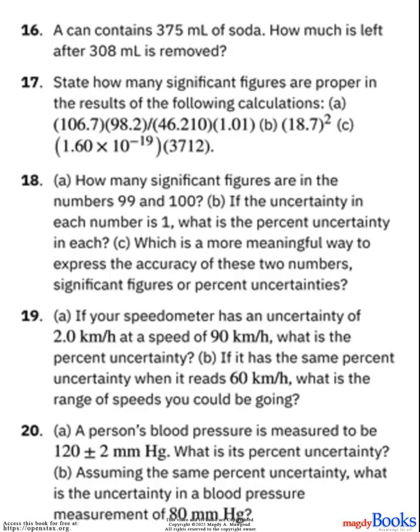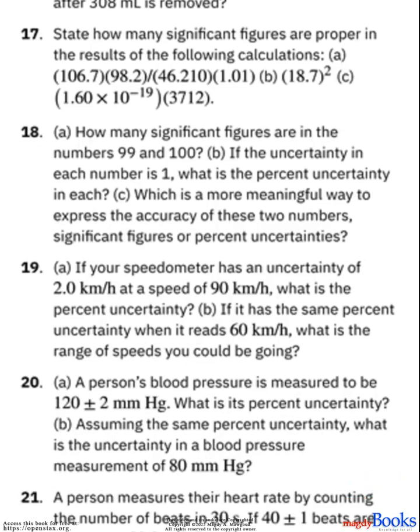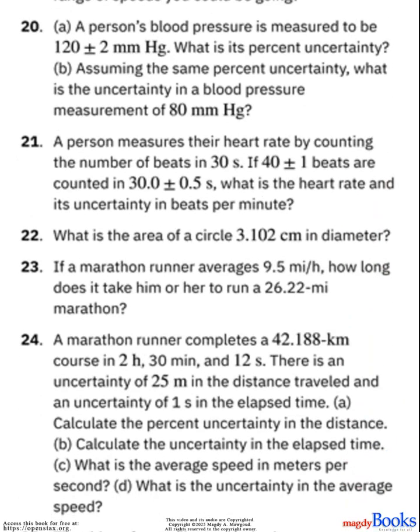19. A. If your speedometer has an uncertainty of 2.0 km per hour at a speed of 90 km per hour, what is the percent uncertainty? B. If it has the same percent uncertainty when it reads 60 km per hour, what is the range of speeds you could be going? 20. A.